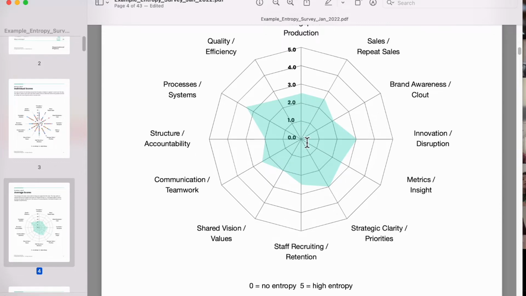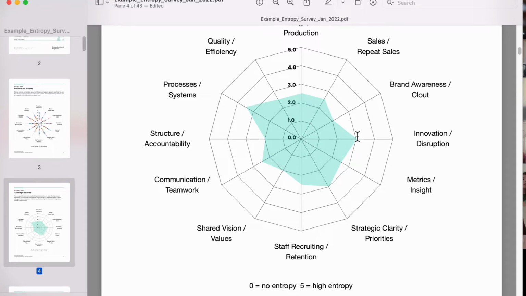Now, look for the peaks, right? So clearly for this company, there's a peak in processes and systems, meaning their processes and systems aren't scalable. Okay, that's like a big hole in the boat. There's also a breakdown happening in strategic clarity and priorities. That's a big one, right? If we're not clear in our strategy and priorities, it's hard to align our processes and systems to drive that strategy.